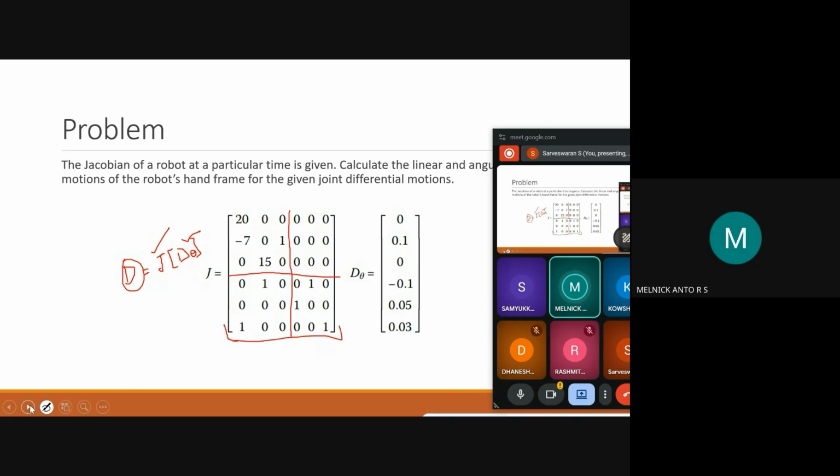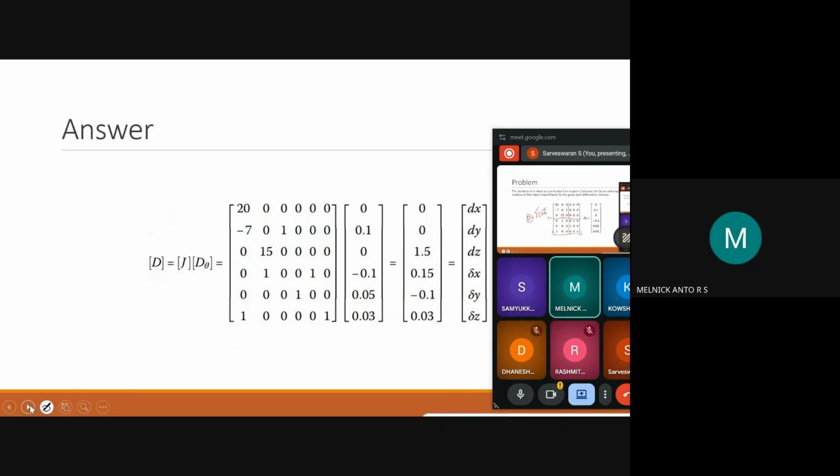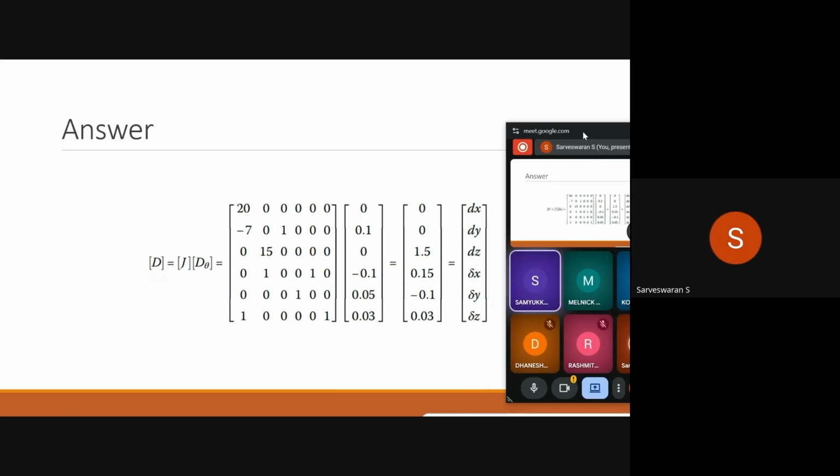0.1, minus 0.1, 0.03. Can check the answer. Yes, sir. 0, 1.5, 0.15, 0.15 again. Yes, you can verify the answer over here. So this is the dx, dy, and dz, and this is the del x, del y, and del z.